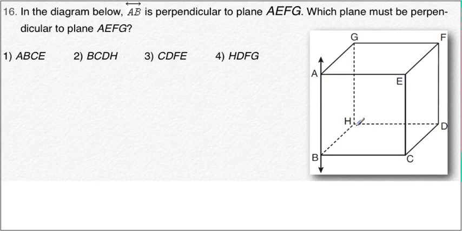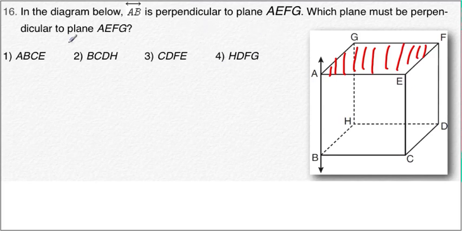Number 16. AB is perpendicular to the plane AEFG. So that line is parallel to the upper plane here. Which plane must be perpendicular to the given plane? Notice that we have to use the AB. AB has to be part of that plane in order for us to create a plane that's perpendicular to the given plane. Then which one has AB embedded in it?